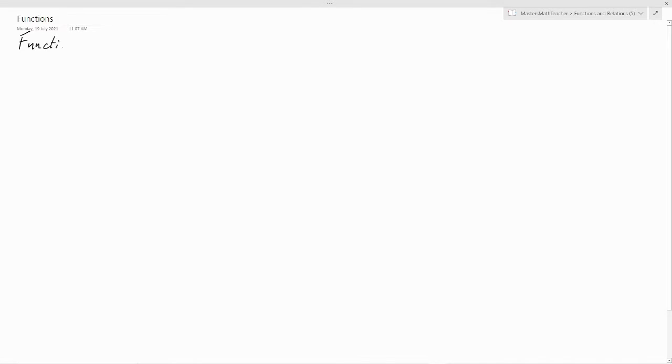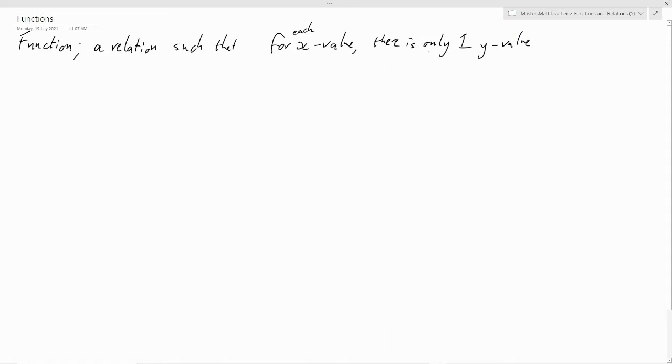The formal definition of a function is a relation such that for each x value, there is only one y value. Okay, so for each x value, there is only one y value. Okay, now remember, what is a relation? A relation we discovered before.